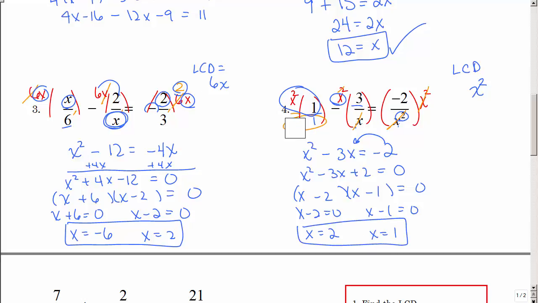Then I need to check, and again going back to the denominator, the only denominators I have are x and x squared. If I put in a 2 here or here, that does not make it 0. If I put a 1 here or here, that does not make it 0. Both of those check, just like both of those check.